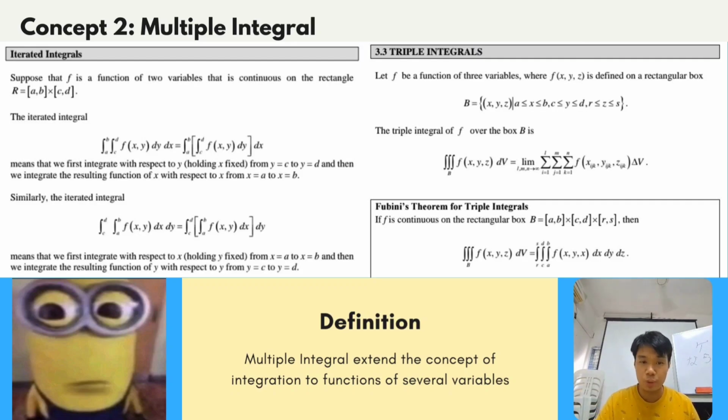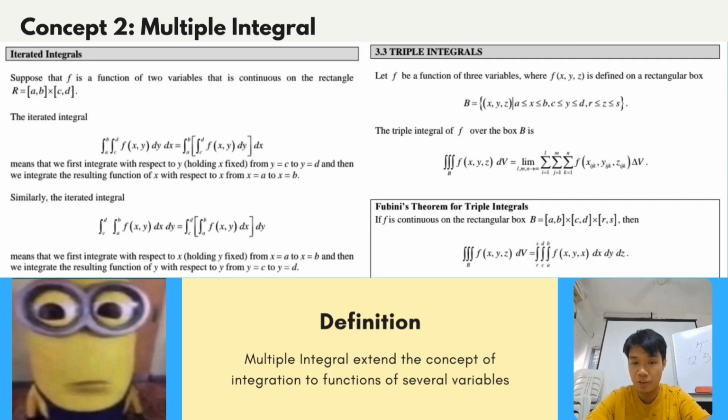Next, let's explore triple integrals. Suppose f is a function defined on a cuboid B with specified boundaries. The triple integral of f over cuboid B would be the formula shown here. If the limits exist, the volume under a surface in 3D space can be computed as a triple Riemann sum of this small volume element denoted by delta V.